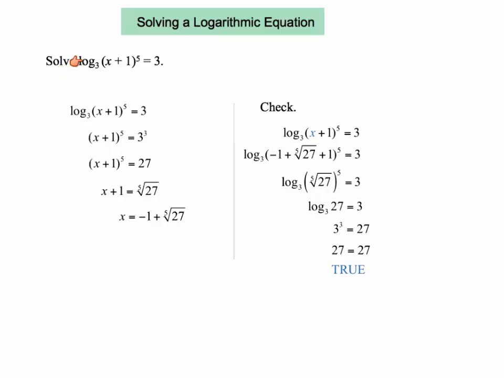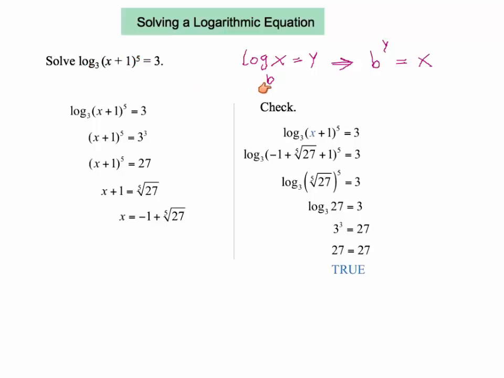Solve a logarithmic equation. You have to solve log of x plus 1 to the power of 5 is equal to 3 to the base 3. So to do this, we need to convert the logarithm into its exponential form. Here, if I have log of x is equal to y to the base b, that's the same as b to the power of y is equal to x. So in this case, my base is 3. So it would be 3 to the power of 3 is equal to all this stuff that we have here, x plus 1 to the power of 5.